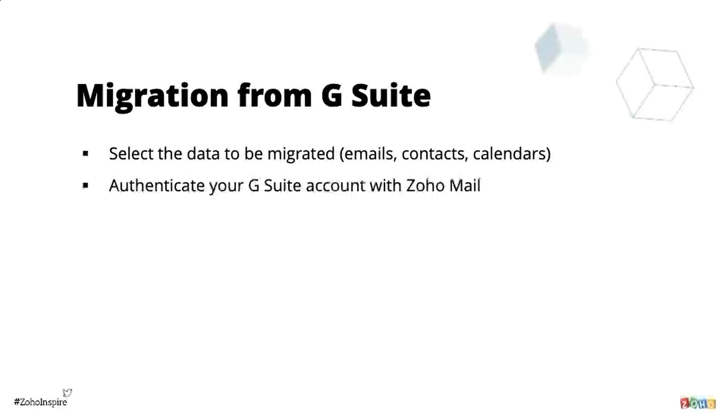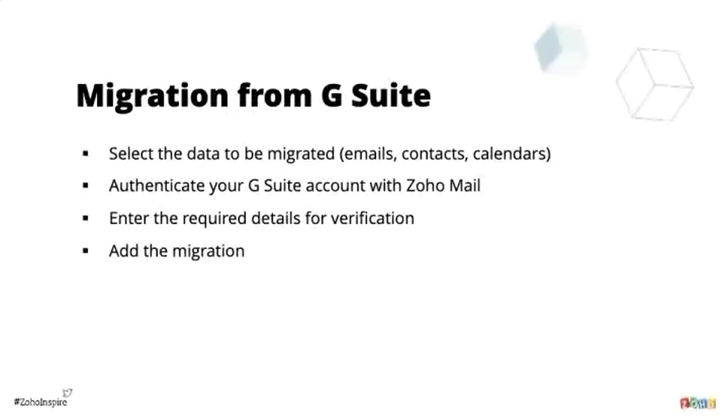Next, you'll have to authenticate your G Suite account with Zoho Mail. The authentication process that we did just before we migrated users from G Suite to Zoho Mail, we'll have to perform that process. But since we've already done that process, we will not be doing it again. The next is to enter the required details for verification. After we finish the authentication process, there were 3 details that we fetched from the authentication process, which we entered inside the Zoho Mail control panel. You'll have to enter those details for verification. And then you'll have to add the migration.